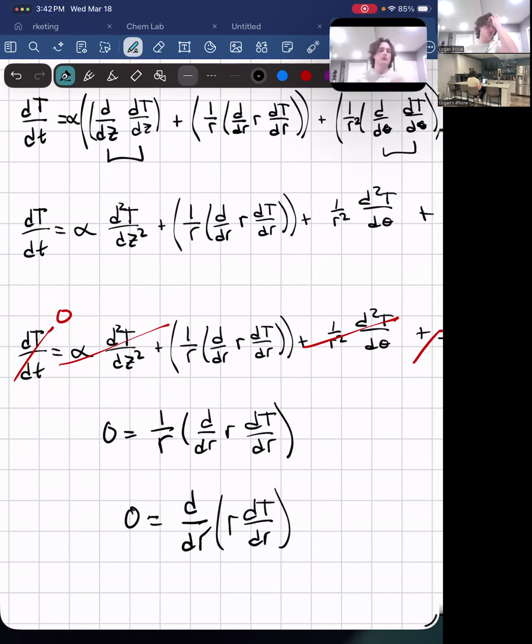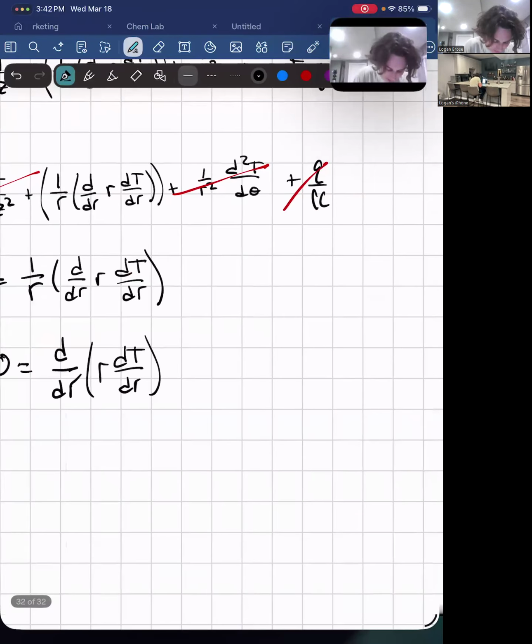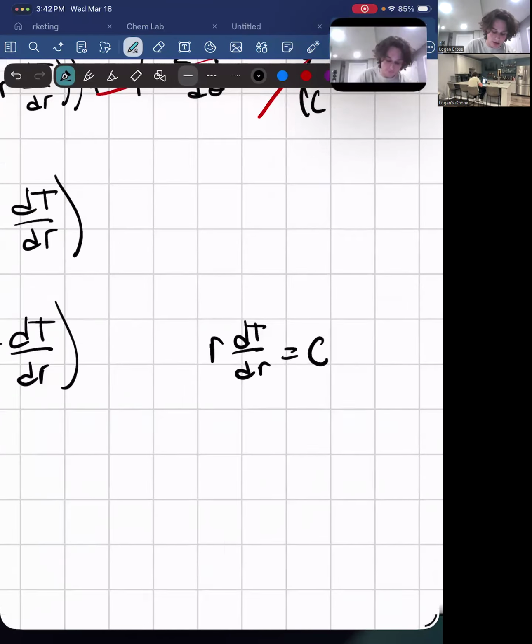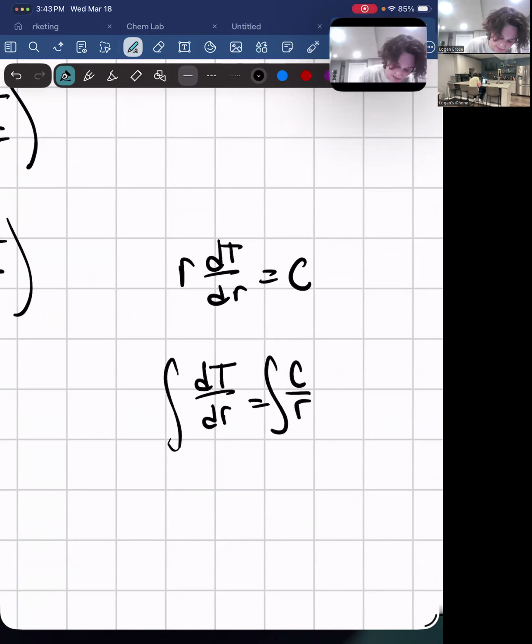So we want to be able to solve this when looking at any specific radius or any specific temperature. We want to be able to get those values. So to make that a little easier, we're going to relate this r dT dr to a constant of integration. And then when we look at this, we can write dT dr equals C over r. We can integrate both sides.